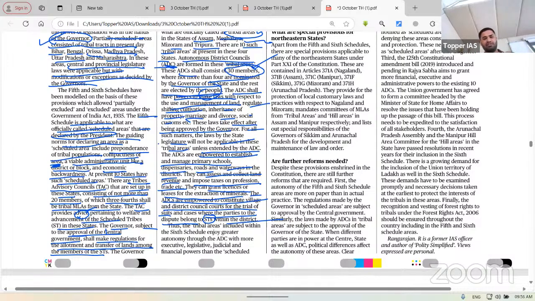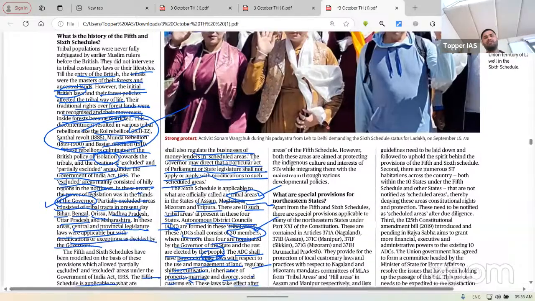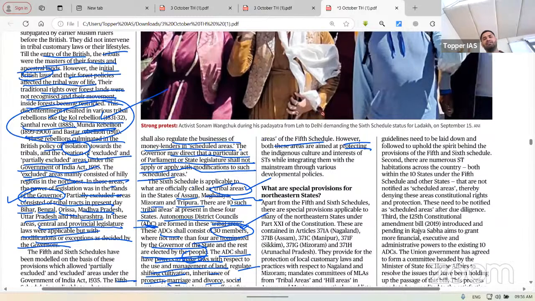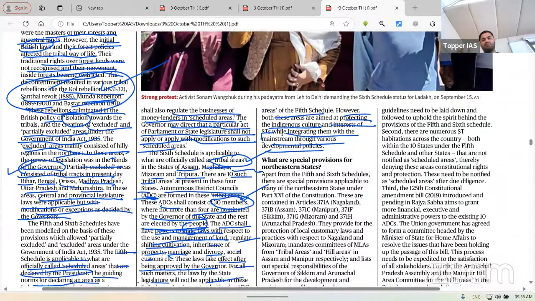They have given more power. So the Autonomous District Councils in the 6th Schedule tribal areas have more power with respect to executive, legislative, and judicial, all the powers, and even financial powers also, than the scheduled areas of the 5th Schedule. Correct? However, both these areas are aimed at protecting the tribes. What is the major aim of both these schedules? The major aim is to protect the indigenous culture and interest of Scheduled Tribes, okay, while integrating them with the mainstream through various development policies. Even though the objective is the same, the 6th Schedule is a bit different. It's more autonomous and more powerful, right?